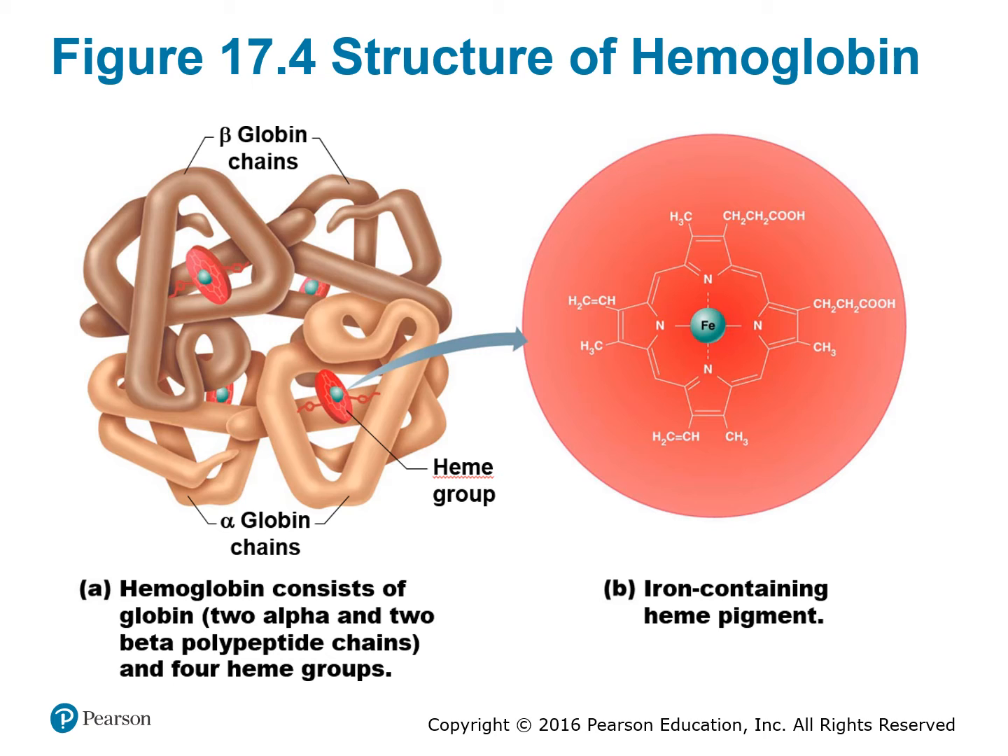In males, we're going to find between 13 and 18 grams per 100 milliliters of blood, and in females, you'll find a little bit less. You'll find about 12 to 16 grams per 100 mils of blood.